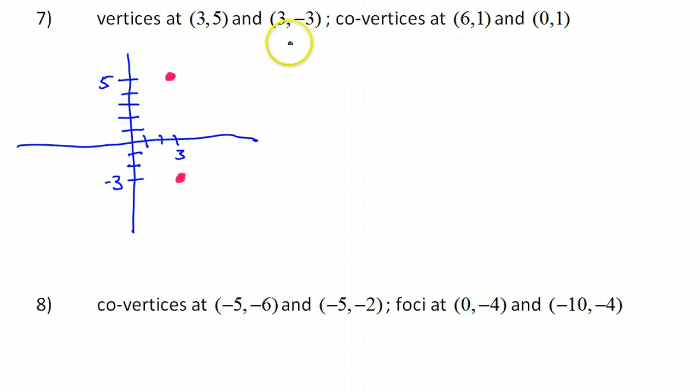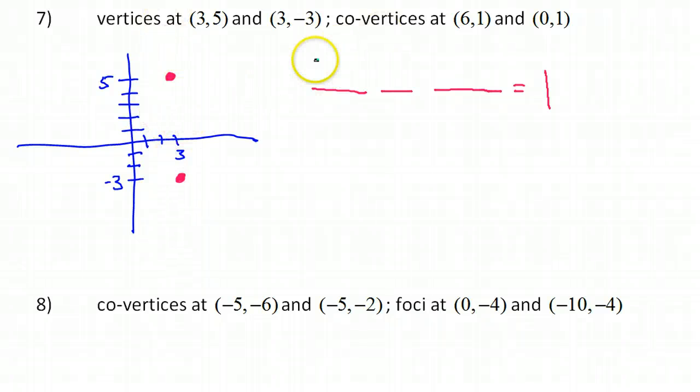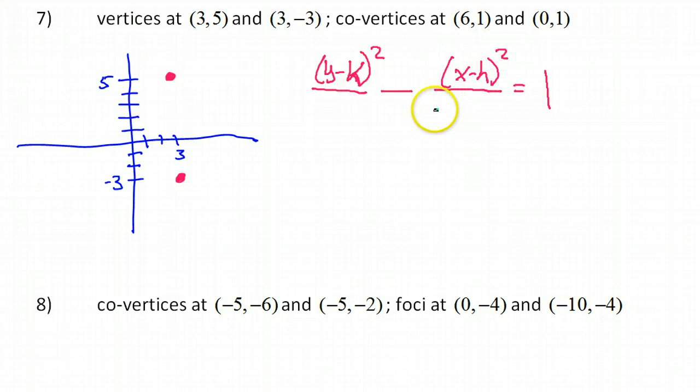Again, right away that tells us which variable is going to be first in this equation. Is it going to be x or y in the first fraction? It's going to be y this time because it's vertical. If it's in the y direction, the y comes first. So this is going to be our y minus k squared, and over here will be our x minus h squared.